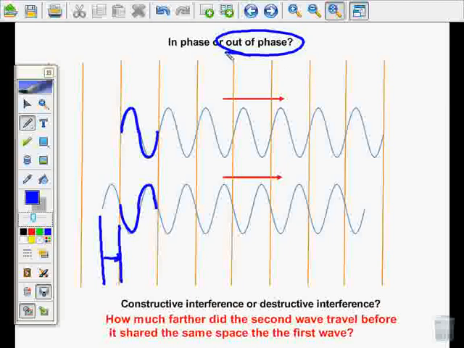Okay. Will we have constructive interference or destructive interference if these two waves, where they end up sharing the same space at the same time, were superimposed? Destructive.